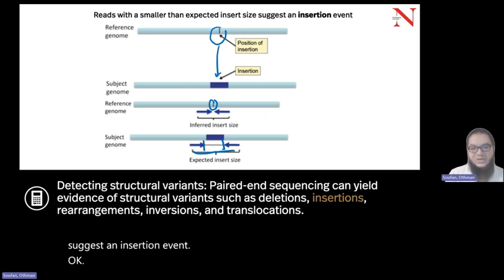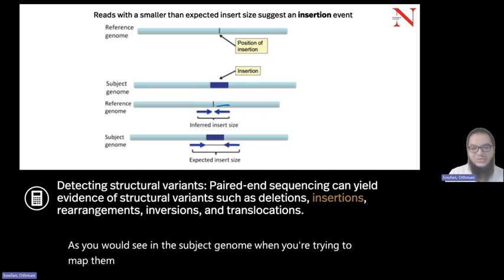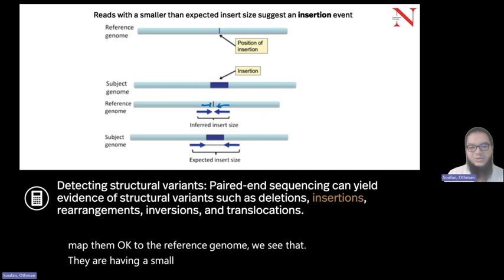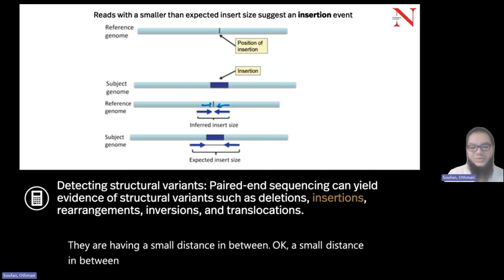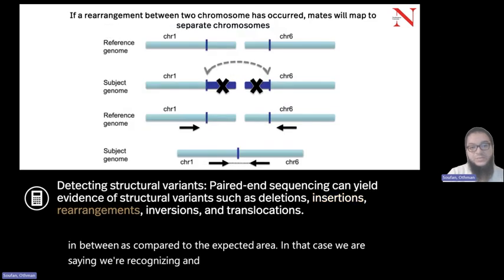So these reads here, as you would see in the subject genome, when we're trying to map them to the reference genome, we see that they have a small distance in between, as compared to the expected area. In that case, we are saying, oh, we're recognizing an insertion event.